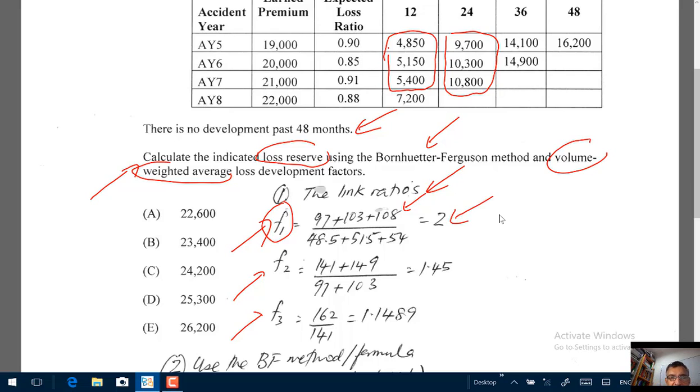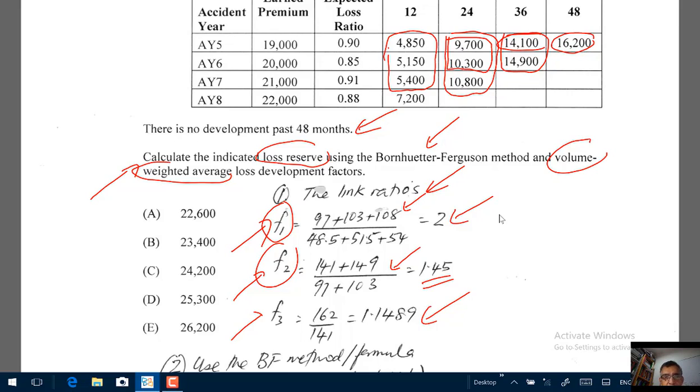And then we work out the next link ratio, which is F2. We are going from development period 1 to development period 2. So you take these two numbers here, add it up, and divide by these two numbers, add it up. So it's 14,100 plus 14,900 divided by 9,700 plus 10,300. And that's what you see here. You will get 1.45. And work out F3, the link ratio as we go from development year 2 to development year 3. Just take this number here, divided by 14100, and you'll get 1.1489. That will be the first step in dealing with this problem.